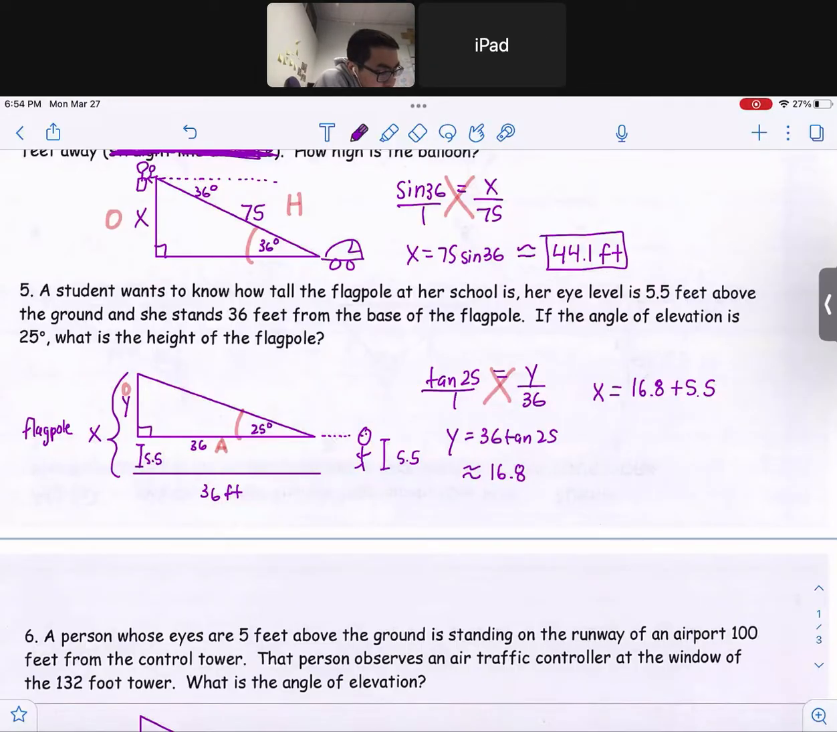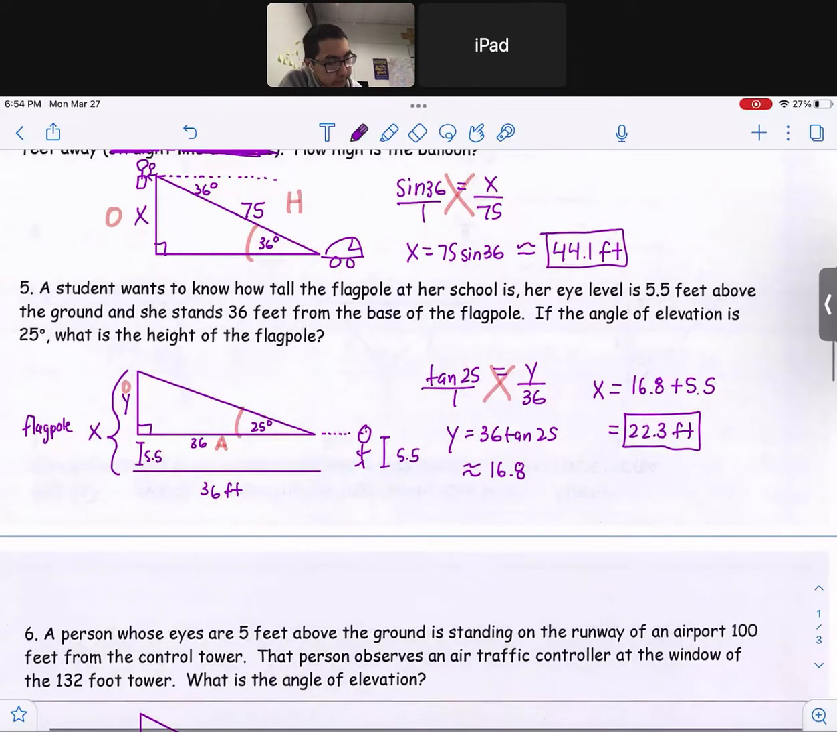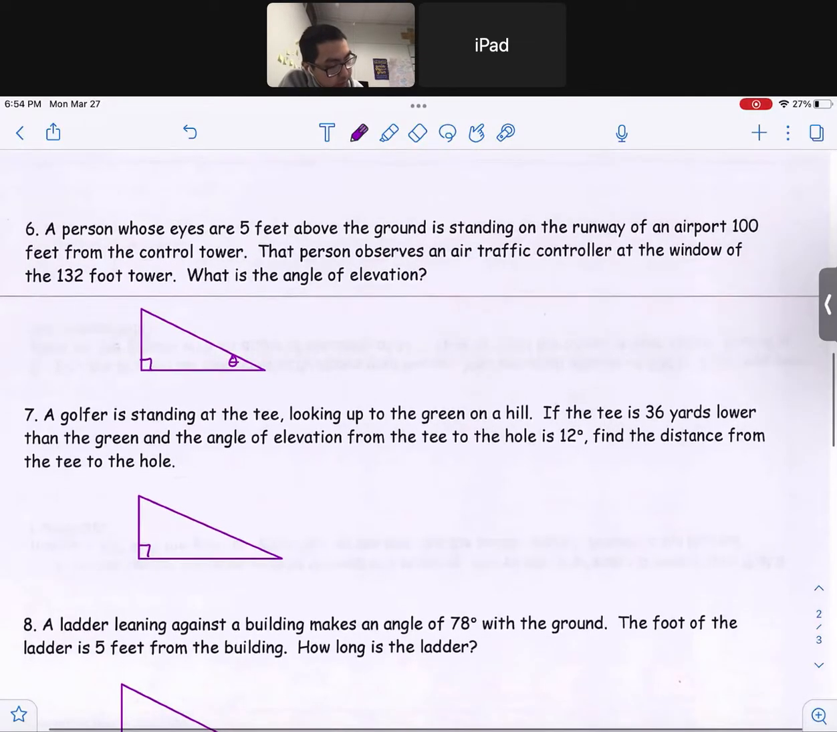That means the flagpole is 22.3 feet. Again, that's tricky because the triangle is already elevated 5.5 feet, since it's from the student's eyesight. Okay, number 6. A person whose eyes are 5 feet above the ground. So this is from the perspective of someone's eyes, and they're already 5 feet above the ground.